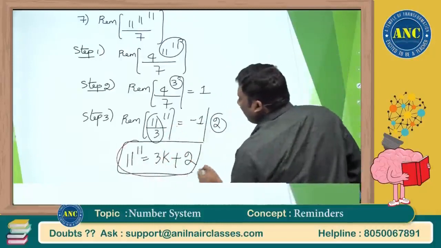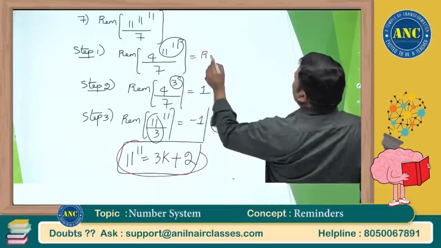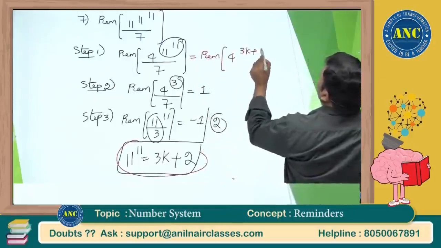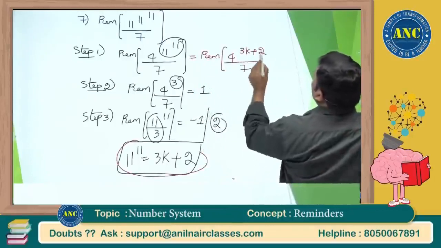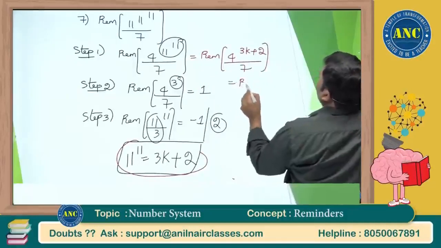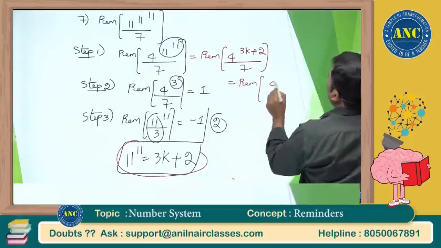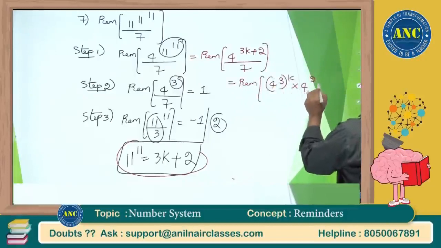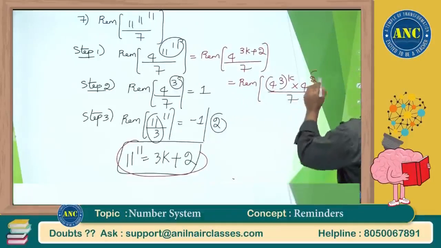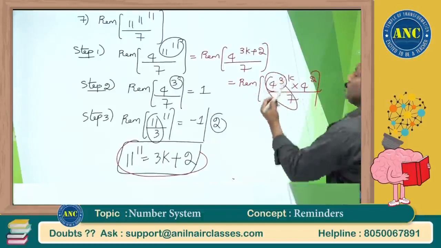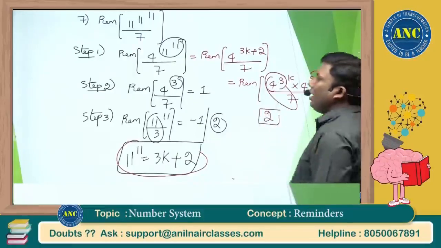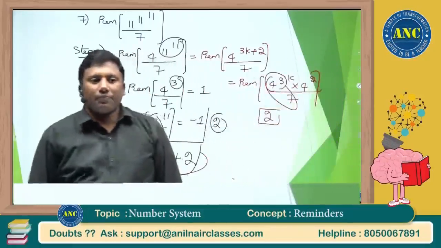What is the form of 11 power 11? 3k plus 2. So these are nothing but 4 power 3k plus 2, divided by 7. So the remainder is 4 power 3 power k into 4 square, divided by 7. 4 power 3 is 64. 64 divided by 7 gives 1. 16 by 7, 7 twos are 14. The answer for this question is 2.